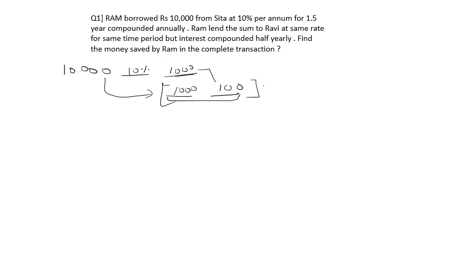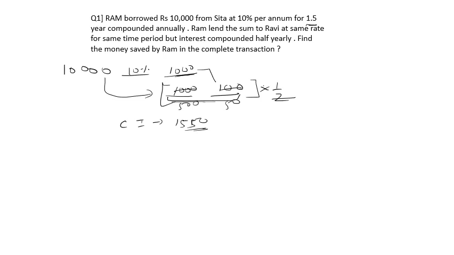But I don't need 2 years, I need 1.5 years, as the question is saying. So I'll simply multiply this by half, because this is the first year and this is the second year, a complete year, but I need half a year, so I multiply with 1 by 2. So this is 500 and this is 50. So total CI is 1550, right? This much compound interest he will have to pay after 1.5 years if compounded annually.